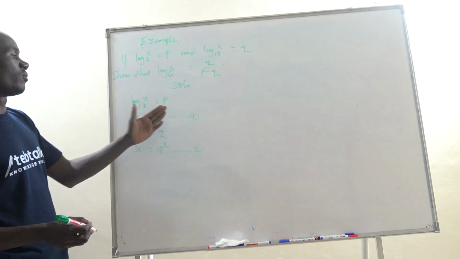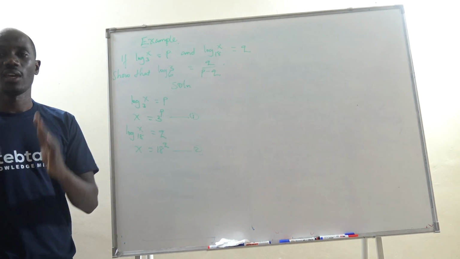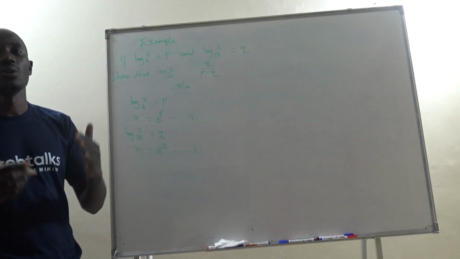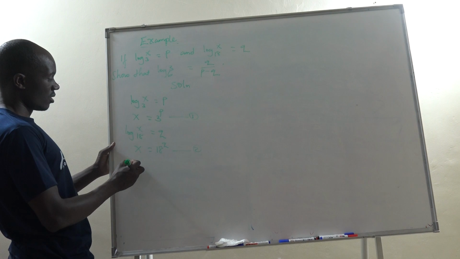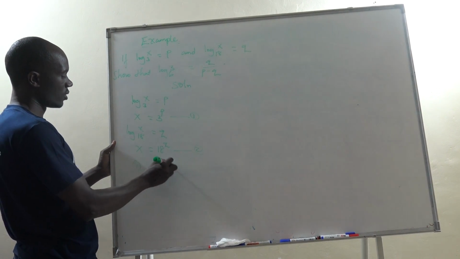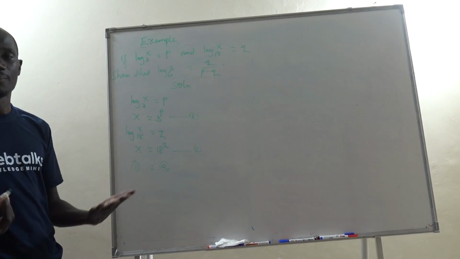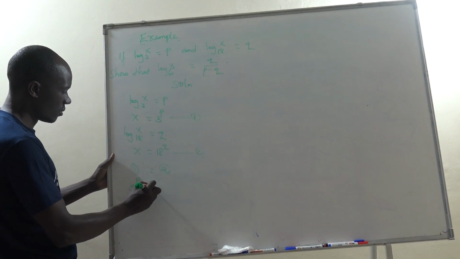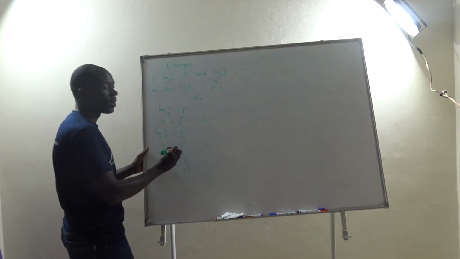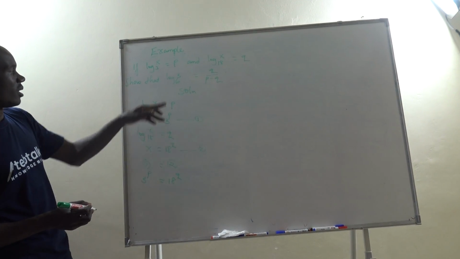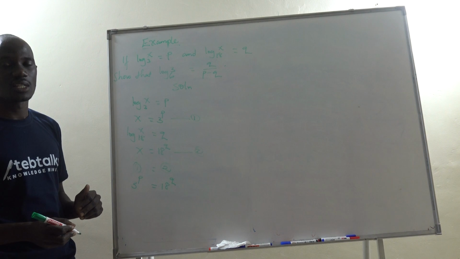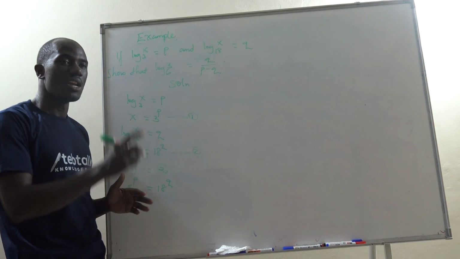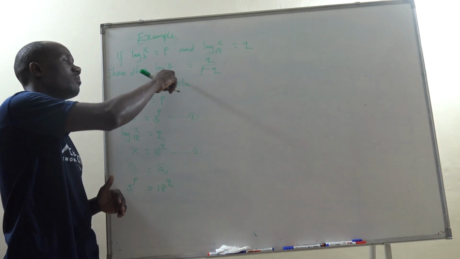So you can see that we have got two equations related in terms of x. Equation 1 and 2 are both equal to x, so we can equate them: 3 power p equals 18 power q. Now you can see what is required here: log to base 6. That means we are introducing log to base 6, as instructed.